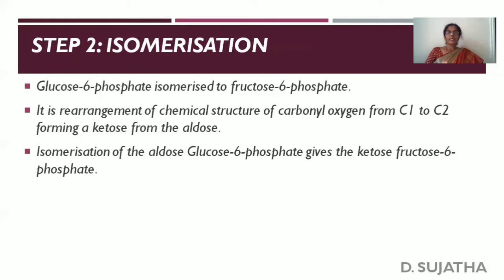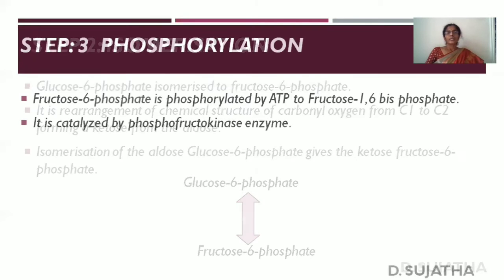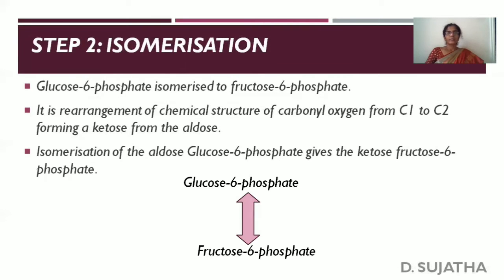The second reaction in glycolysis is isomerization. Here the glucose 6-phosphate converts into fructose 6-phosphate. Glucose 6-phosphate is isomerized to fructose 6-phosphate. Glucose and fructose are both isomers.